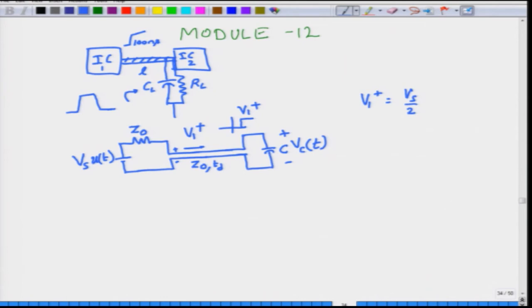Now, in the resistive case, what we have seen is that we will generate a V2 minus, which is the reflected voltage, given by gamma L times V1 plus. But unfortunately, this equation is incorrect in the present scenario, because the capacitor voltage is not going to remain constant, but would actually dynamically change. That is what we would expect.